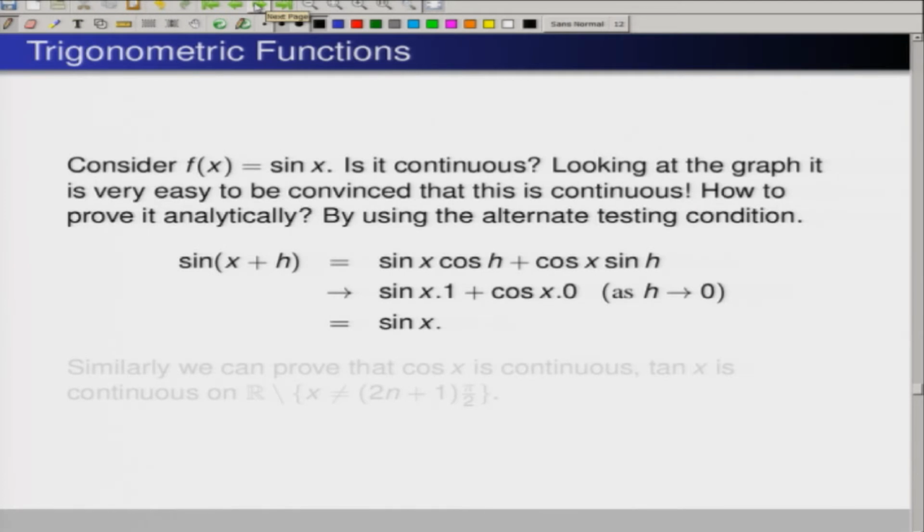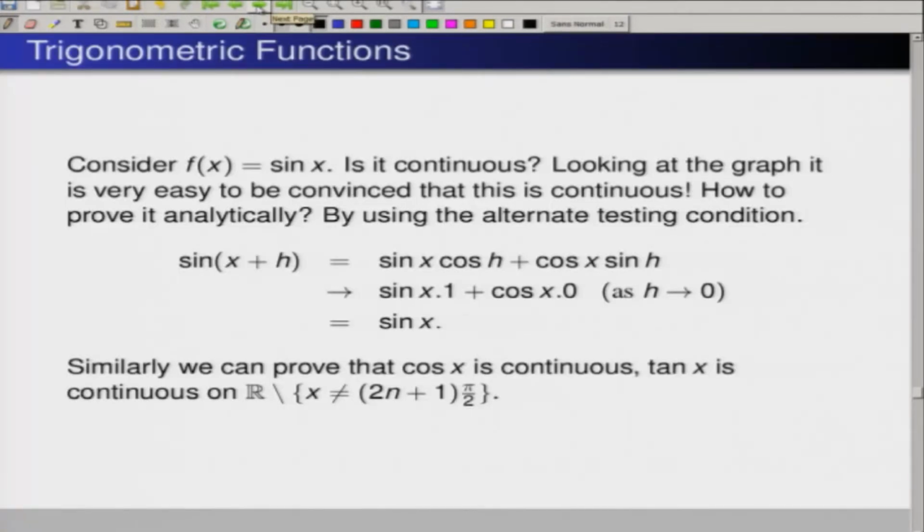Similarly, you can prove that cos x is continuous for every x. Now, tan x is continuous wherever f by g is defined, where g is nonzero, that means if you leave out the odd multiples of pi by 2, tan is going to be continuous. So, all these trigonometric functions, cotangent, secant of x and so on, are continuous wherever they are defined.